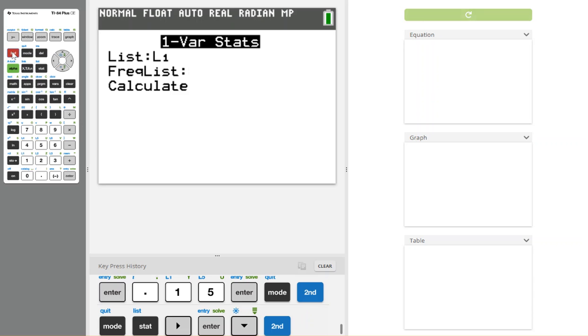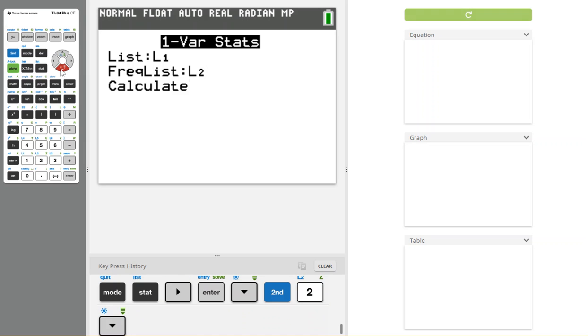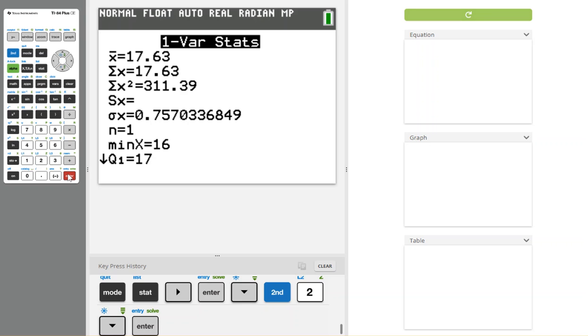So I'm going to hit second and then 2 because that'll bring up this blue L2 button there. And then I'm going to go down and hit calculate. If you have an older calculator, you won't have this list. You will have a different screen that shows up. It'll bring up one variable stats, and instead of hitting enter, you'll write list 1, comma, list 2, then enter, but then you'll get the same output here.